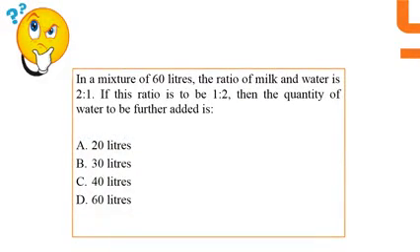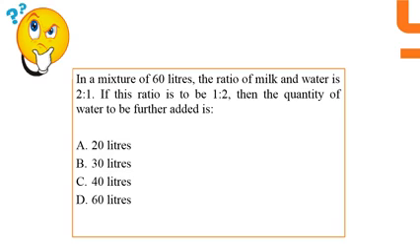The next question is, in a mixture of 60 liters, the ratio of milk and water is 2:1. If this ratio is to be 1:2, then the quantity of water to be further added is, the options are option A 20 liters, option B 30 liters, option C 40 liters and option D 60 liters.